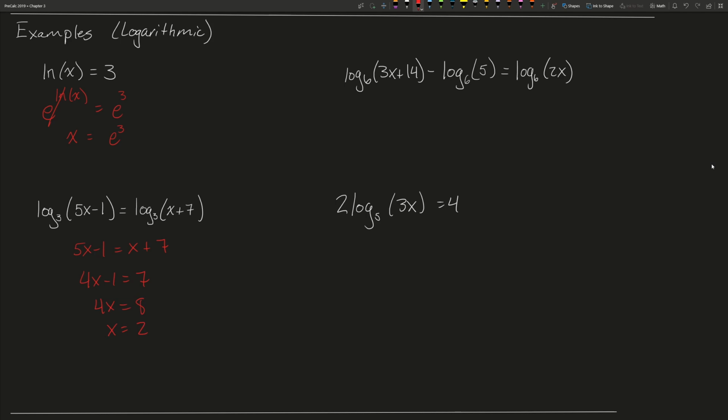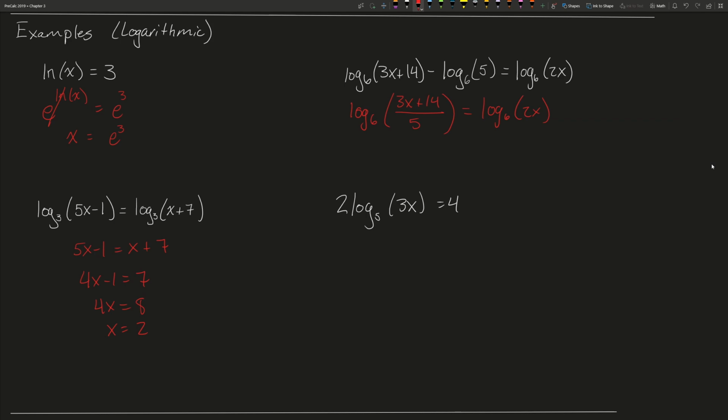In the next one, log base 6 of 3x plus 14 minus log base 6 of 5 is equal to log base 6 of 2x. Now, going back to the properties that we had before, we have the difference of two logs with the same base, so we can combine those a little bit. When we do that, we get log base 6, and we're subtracting, so we're going to have a quotient. So it'll be 3x plus 14 over 5, and that'll still equal log base 6 of 2x.